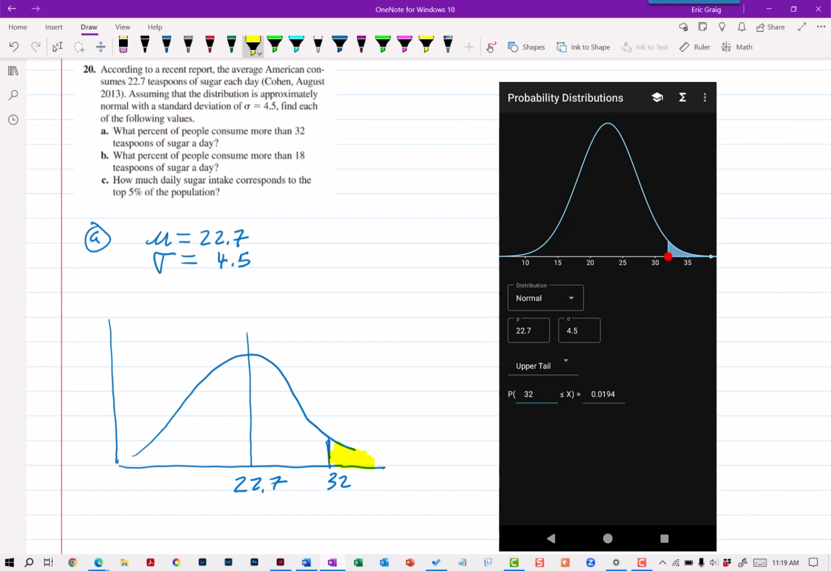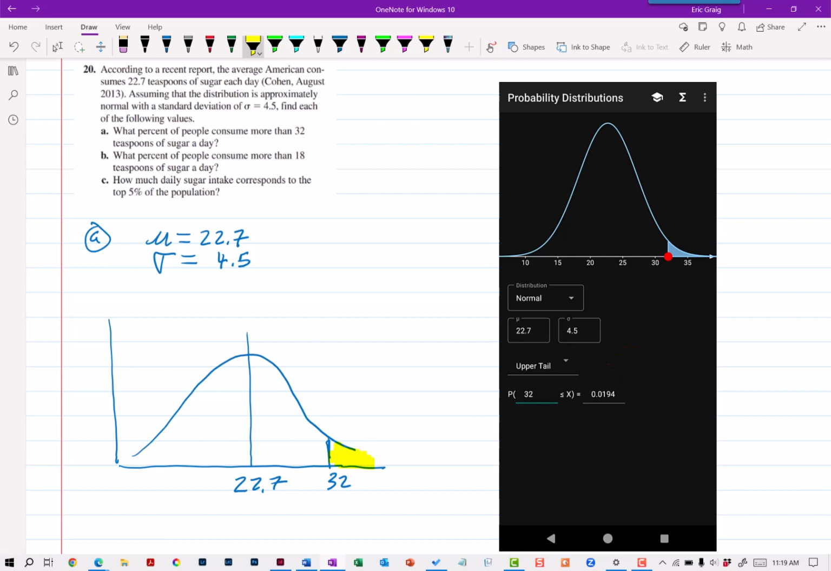A couple of things to pay attention to here. You'll see, first of all, that in the distribution area, I've selected normal. This is critical. We may be using other distributions later in the term, but right now, we're going to stick with normal. We're going to type in the mean from the problem, that's 22.7 right here. Then we're going to type in the standard deviation given in the problem, 4.5. And then, this is critical, you're going to click that next drop-down box and make sure for this problem that you have upper tail selected.